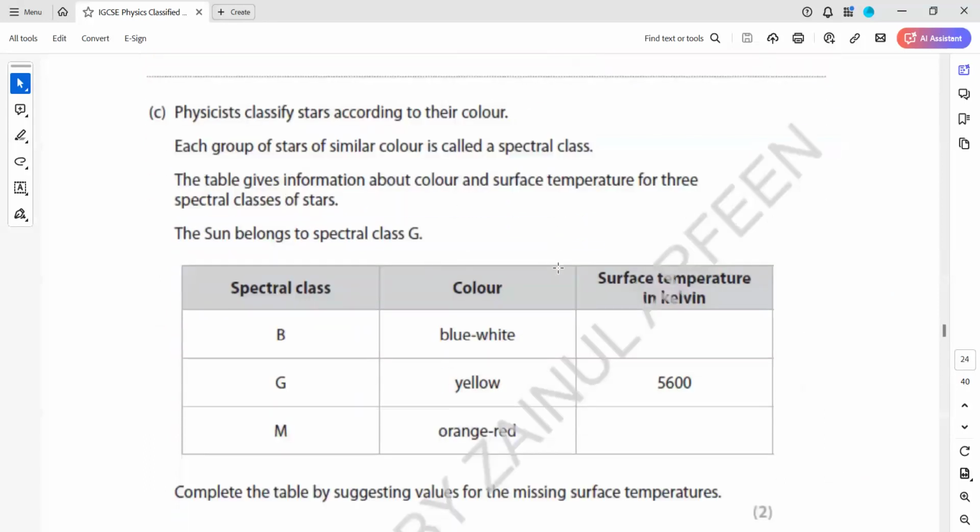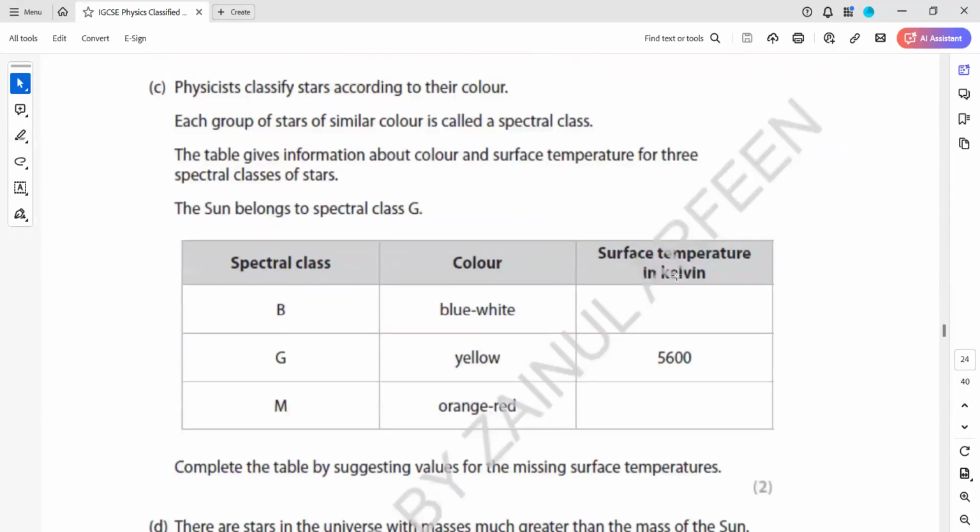Physicists classify stars according to their color. Each group of stars with similar color is called a spectral class. Like, say, if a star appears blue-white, it belongs to spectral class B. The table gives information about the color and the surface temperature of three spectral classes. The sun belongs to spectral class G, which has a temperature of 5600 Kelvin. Complete the table by suggesting a value for the missing surface temperatures.